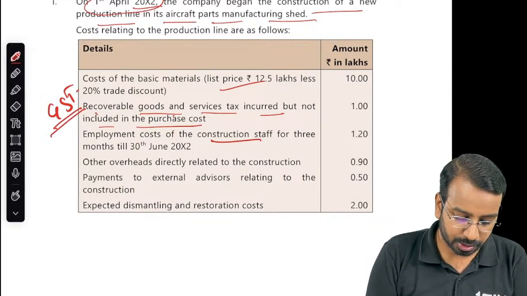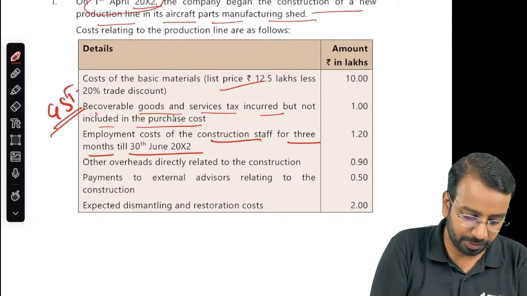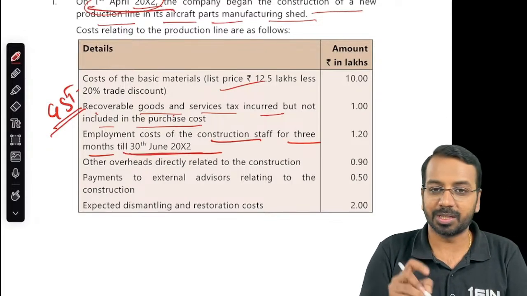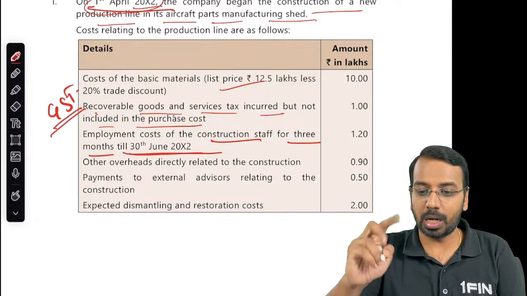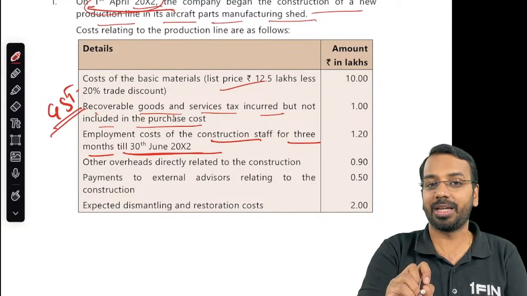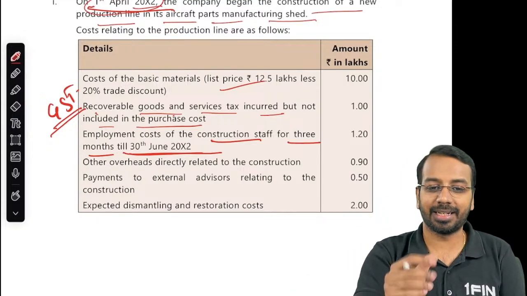Employment cost of the construction staff for 3 months till 30th June. When did we start? 1st of April. This is given for 3 months. Similar question, if you remember, is solved in the class. It is given in the ICAI material. They have just converted that and created a case study.